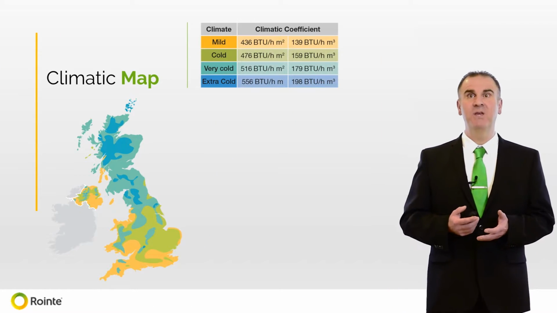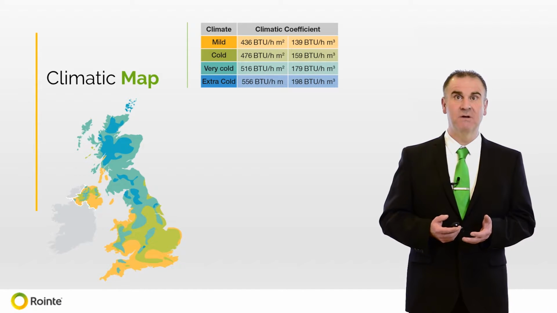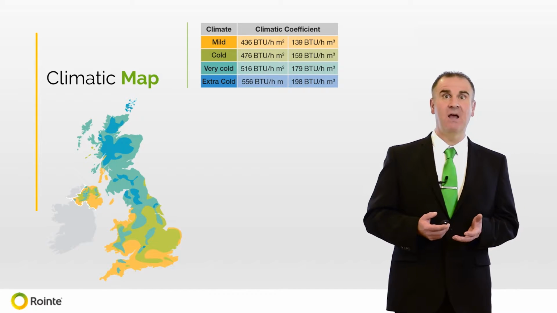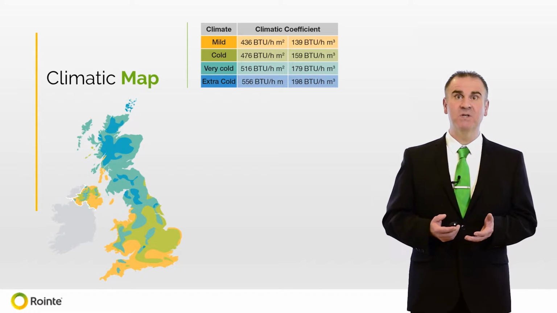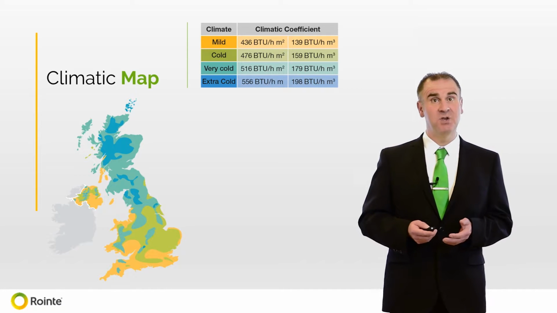The climatic map of the UK divides the UK into different heating zones, from mild to extra cold. Each zone has a climatic coefficient based on the UK weather map, and we must also consider whether we measure a room in meters squared or meters cubed.